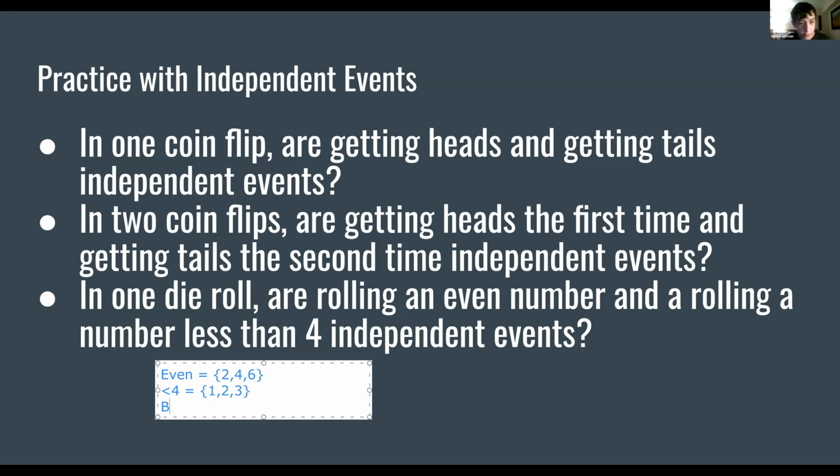And then both would be only 2, right? So 2 is the only number less than 4 that is even. So if we multiply the probability of even and less than 4 together, that's 1/2 times 1/2 equals 1/4. But if I look at the probability of their intersection, that's only 2, so that's only 1 out of 6. And 1/4 is not equal to 1/6. So these two events are not independent.